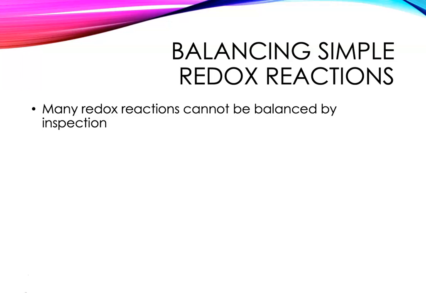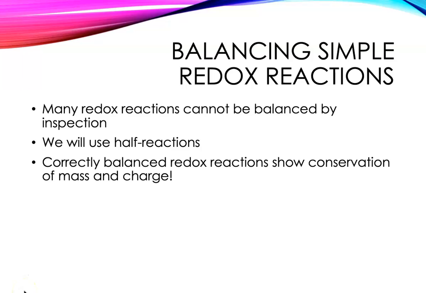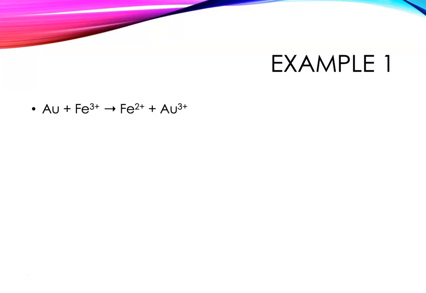We can't just count atoms because we have to take into account the electrons that are transferred. We are going to use half reactions. A lot of times it's easier to figure out what's being oxidized, write that half reaction, what's being reduced, write that half reaction, and then put the two pieces together. And so that can be a useful strategy for balancing redox reactions. The guiding principle is that we have to show conservation of mass and charge when we write the final balanced equation. It's easier to show you how to do this instead of just talking about the process.